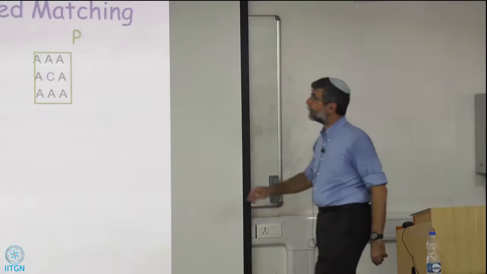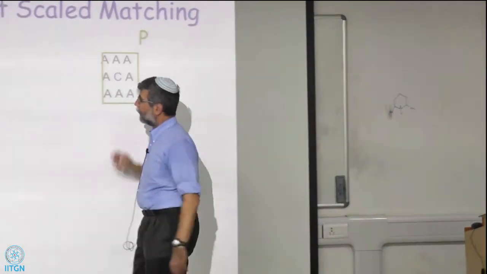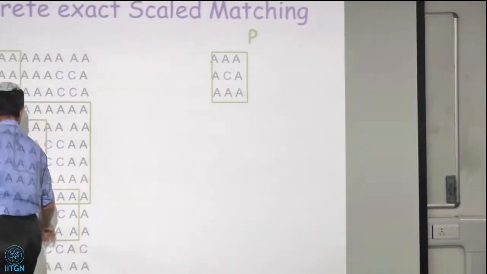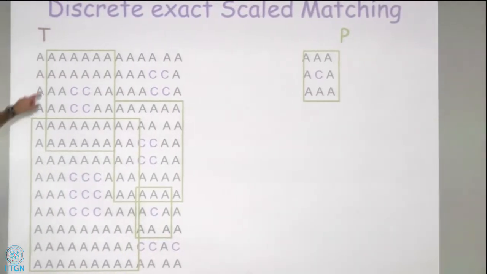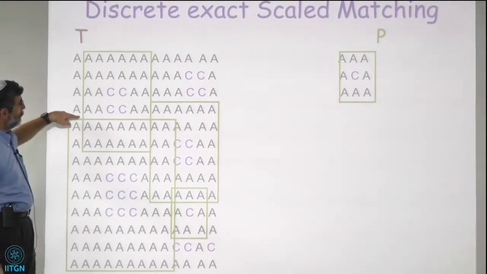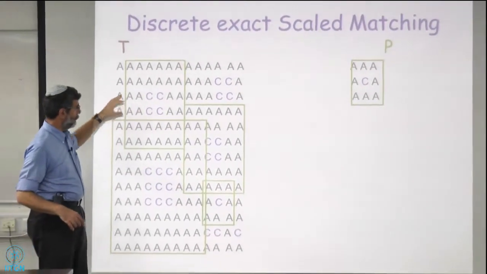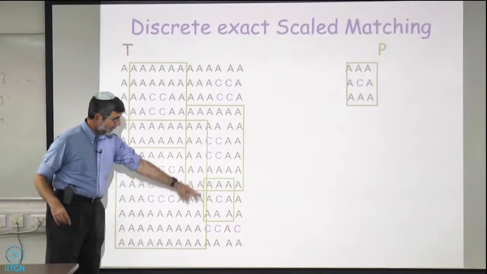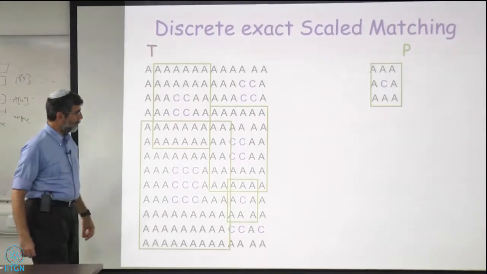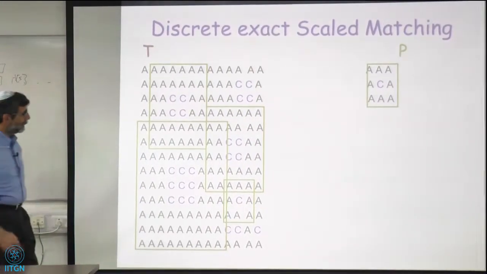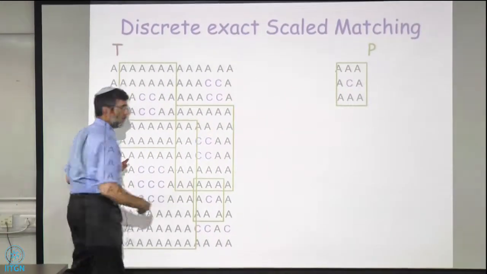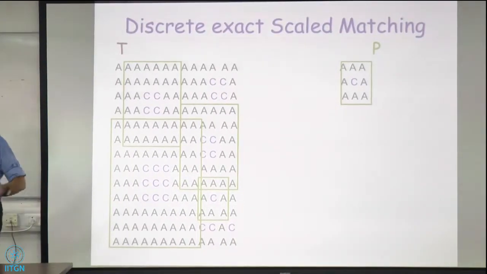So for example, if this was your pattern, the pattern occurs here in size 1. It occurs here in size 2, because every pixel becomes a 2 by 2 pixel. And it occurs here in size 3. Of course, there's also a size 2 here. And of course, things can overlap, but these would be the locations that we want to find.